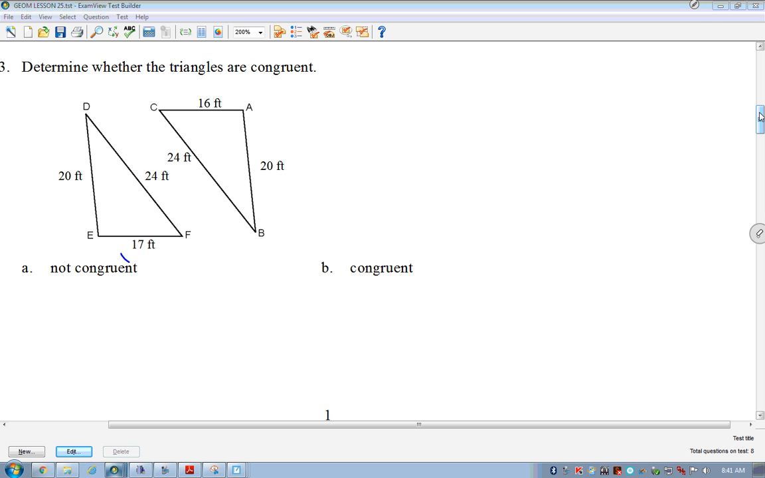Okay. I would say 20 equals 20, 24 equals 24, 17 does not equal 16. Therefore, these two triangles are not congruent. Okay?